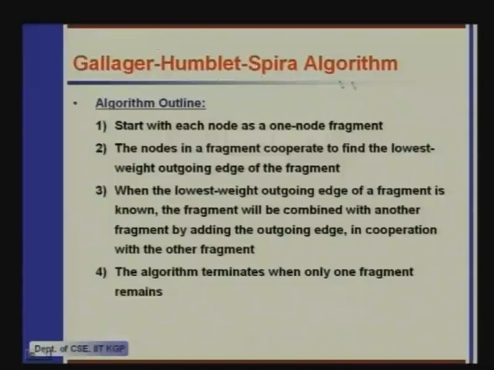So, let us continue with our discussion of the algorithm for computing minimum spanning trees in a distributed system. We were looking at the Gallager-Humblet-Spira algorithm. So, we will quickly recapitulate whatever we studied in the last class and then complete the algorithm in this class.